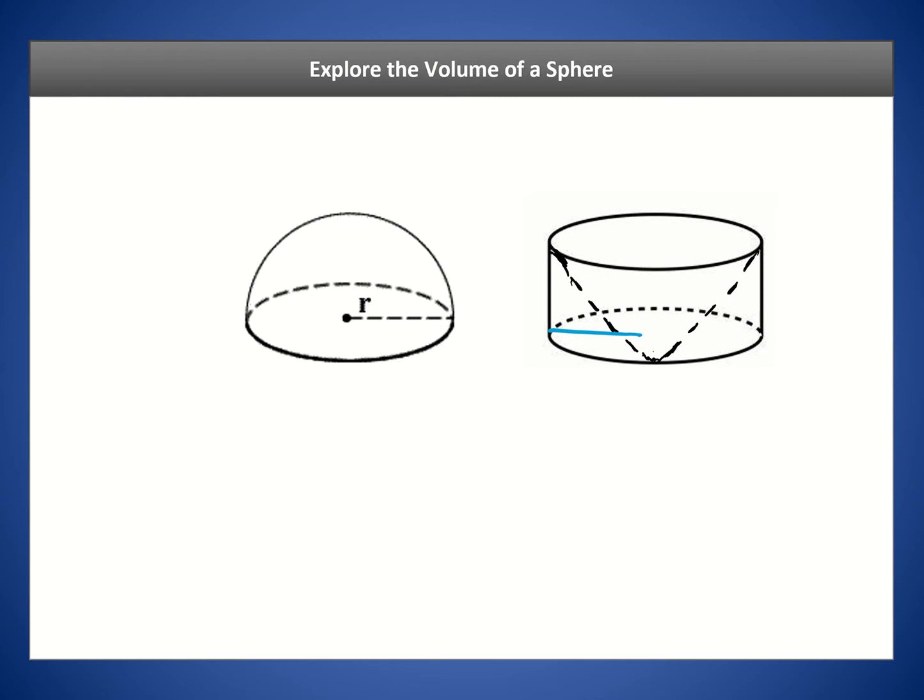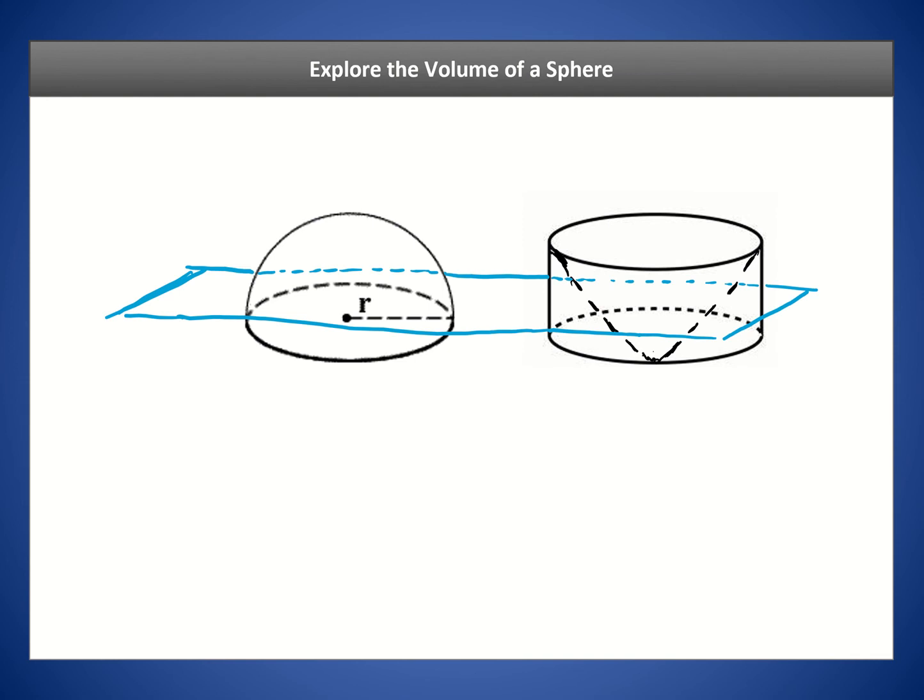So here we have a hemisphere, which is half of a sphere, and we have a cylinder on the right hand side, and in the cylinder we have a cone that is cut out. So this is a cylinder and a cone put together. So this cylinder has a cone cut out in it.